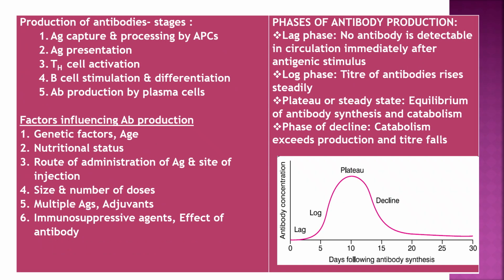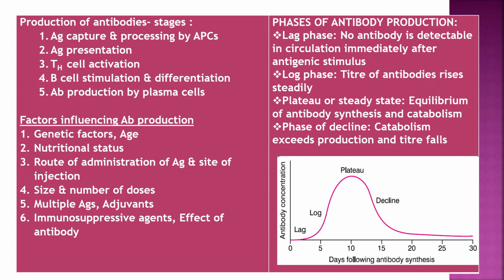Production of antibodies stages: first, antigen capture and processing by APC; second, antigen presentation; third, T helper cell activation; fourth, B cell stimulation and differentiation; fifth, antibody production by plasma cells. Factors influencing antibody production: genetic factors, age, nutritional status, route of administration of antigen and site of injection, size and number of doses, multiple antigens, adjuvants, immunosuppressive agents, effect of antibody.